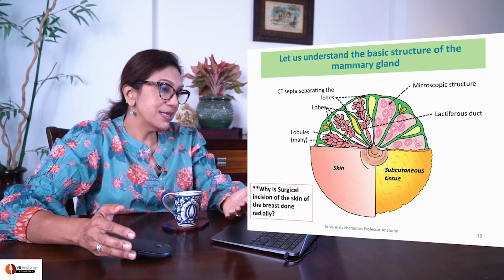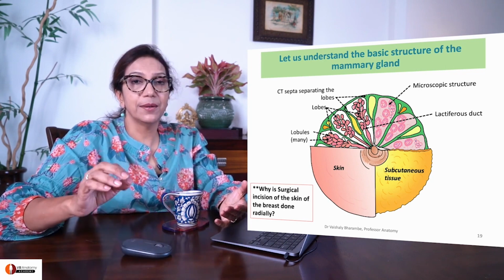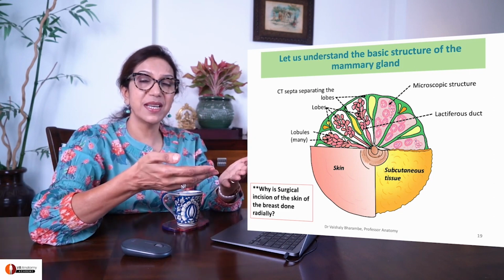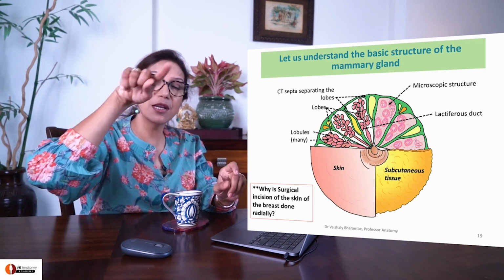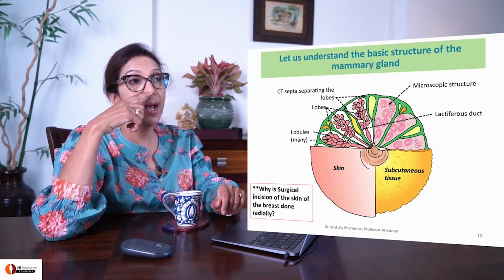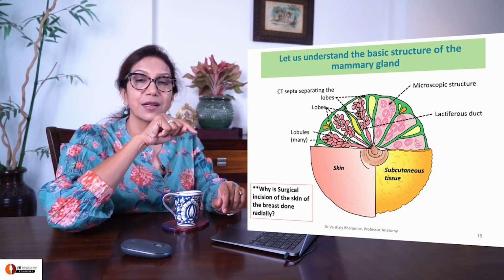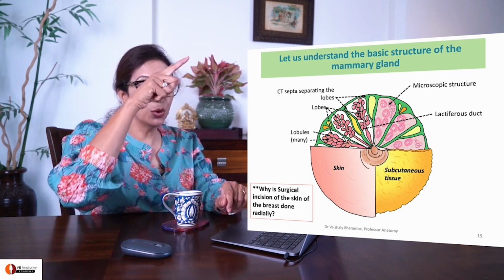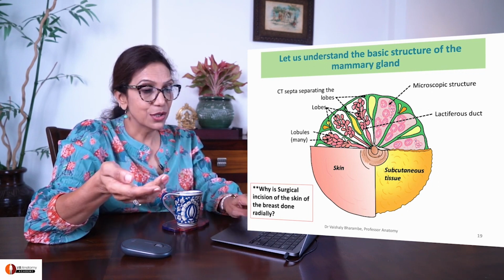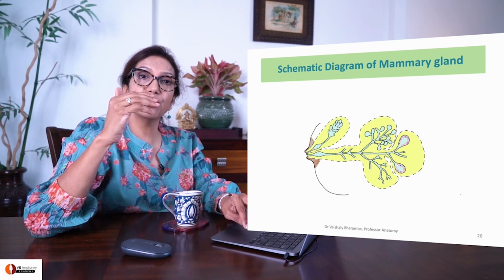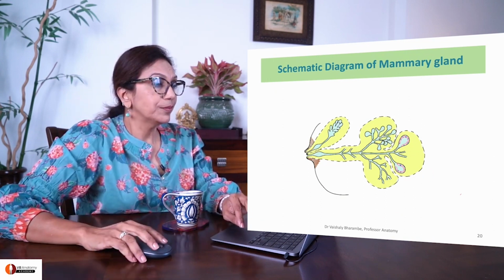Question: why is the surgical incision on skin taken radially? If you're trying to enter into the breast tissue, why do you want to take a radial incision? Why don't you take a circular incision? You have to take it radially because that's the direction of the ducts. You have to save the ducts. If you go perpendicular to the duct, you're going to actually destroy the duct. So this radial incision is to take care of the underlying glandular tissue.